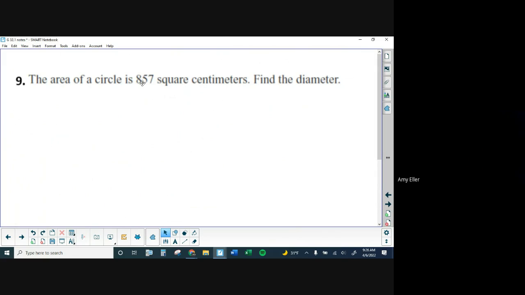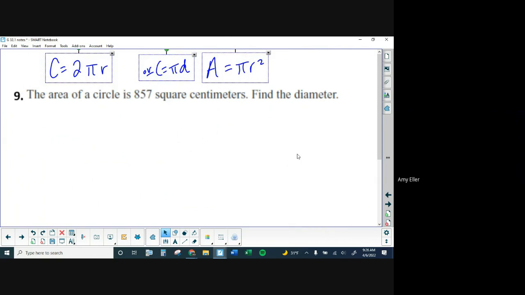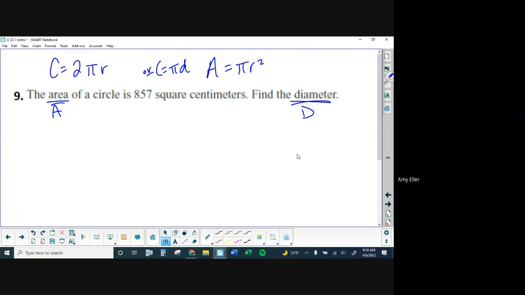Last question. The area of a circle is 857 square centimeters. Find the diameter. You might think there's really not a good formula. There is no formula with area and diameter. No formula has area and diameter. Anyone have a suggestion then? Yeah, if I use this formula, I'll still be able to find the radius. Let's say it's 7. Could I then find the diameter? Yeah, double it. So you can still use this formula, even though it doesn't have a D in it. Let's go ahead and start.